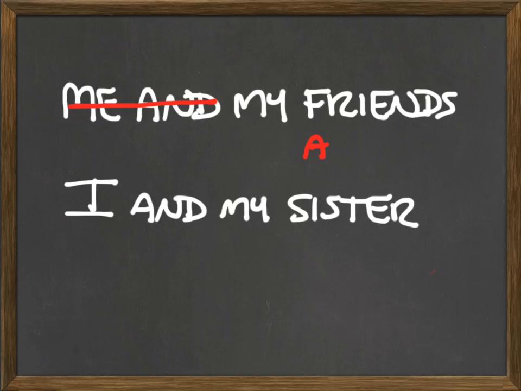So it's my friends and me, and it's my sister and I. You go at the end. No matter how many people or things are in the list, my parents, my friends, my siblings, my dog, and I all went to the park. You still put yourself at the end.